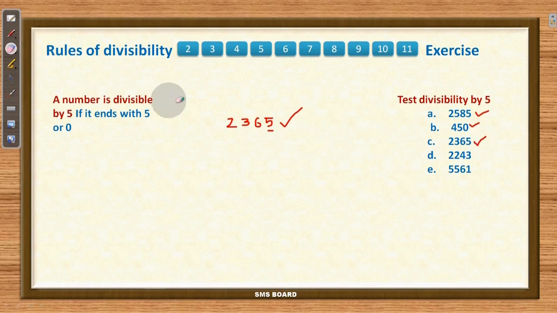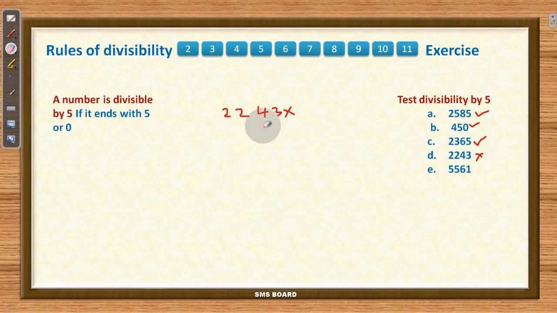What about the next two problems in the exercise? 2243. This number ends with 3. A number is divisible by 5 if it ends with 5 or 0. So this number is ending with 3, so this number is not divisible by 5.